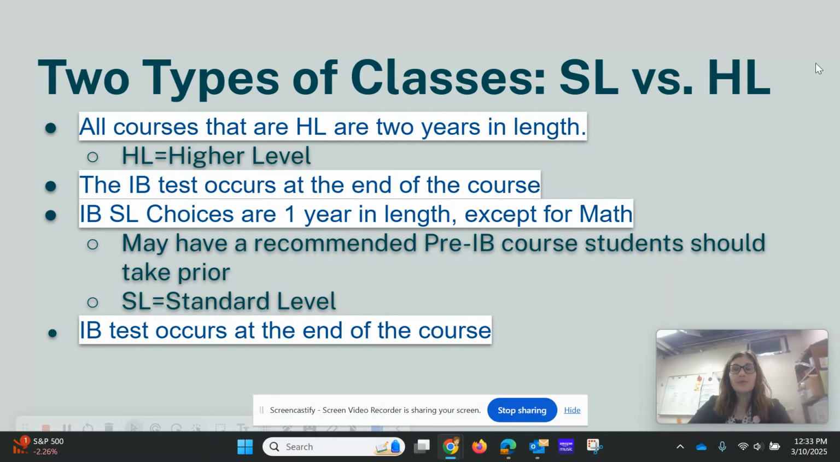There are 2 types of courses, SL and HL. HL stands for higher level. Typically, those are 2 years in length. The IB exam happens at the end of the course. SL means standard level. Typically, they're 1 year in length. The exception is math. We do suggest that students take pre-IB courses so that they are prepared, but those IB classes are actually only 1 year in length, and then the test occurs at the end of the course.